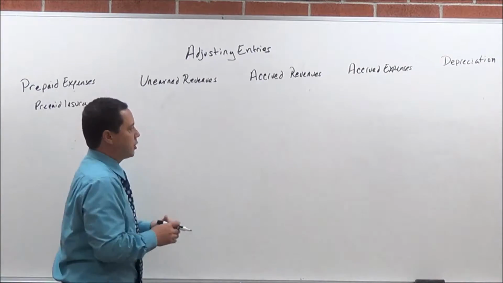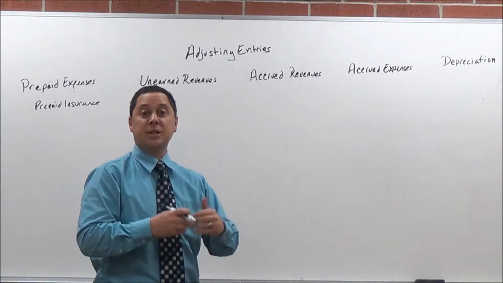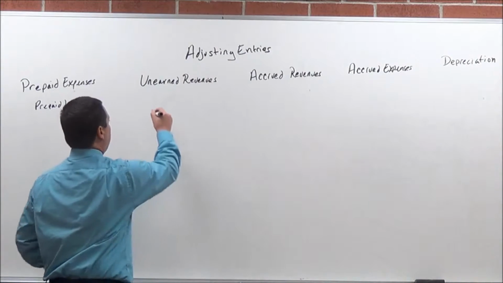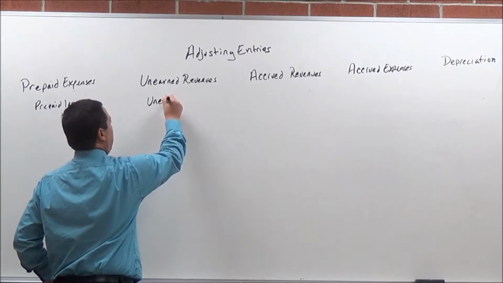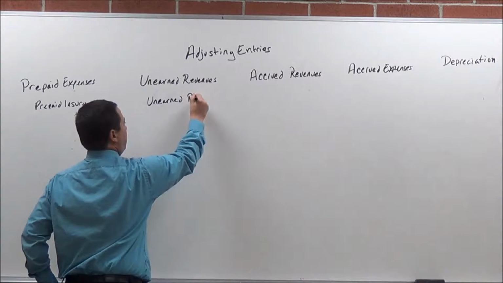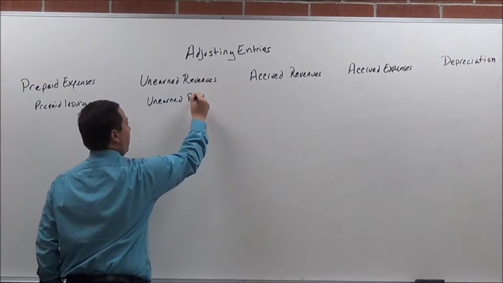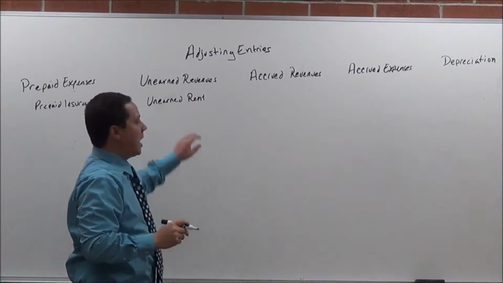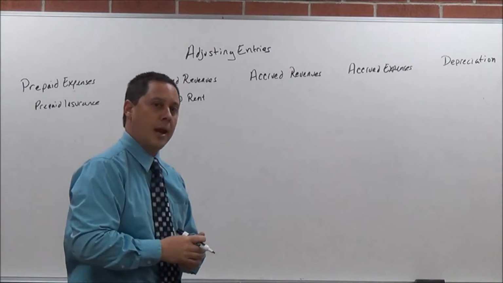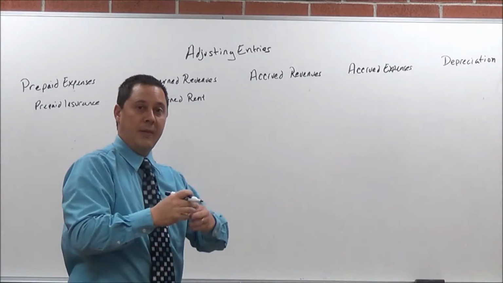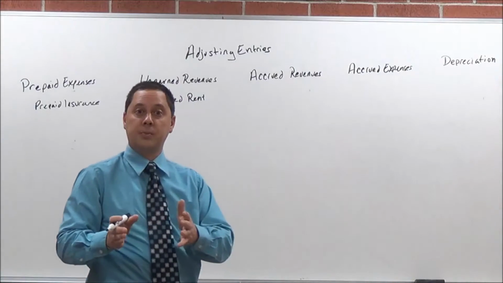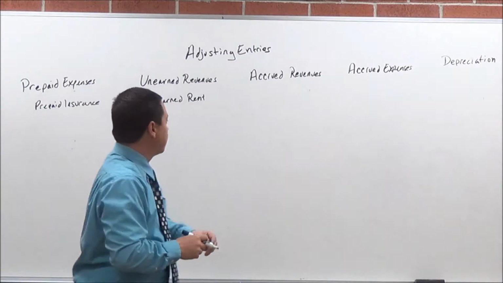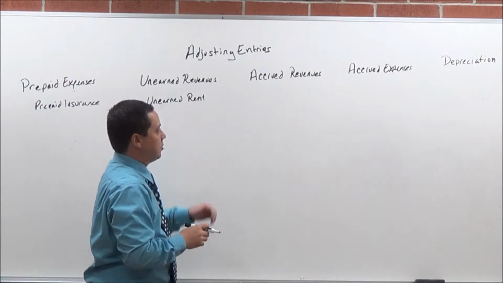Now, unearned revenues could be something like unearned rent. And what that means is basically another company or a business may have paid 3 months in advance for rent. And 1 month has now expired, so I've used one of those months and I still have 2 months remaining. So we have to make the adjusting entries there.